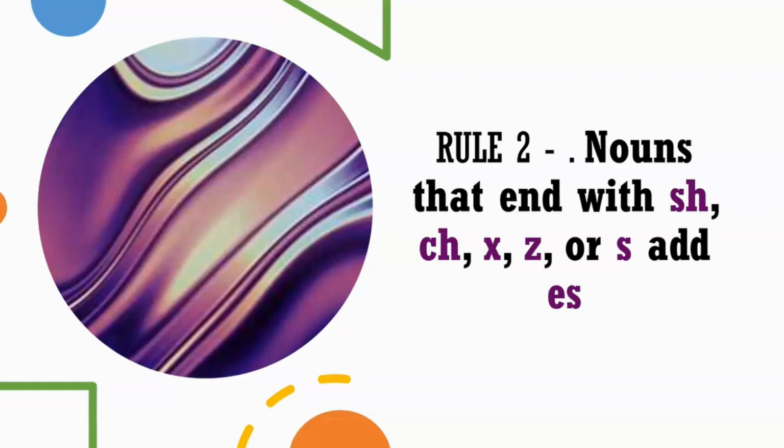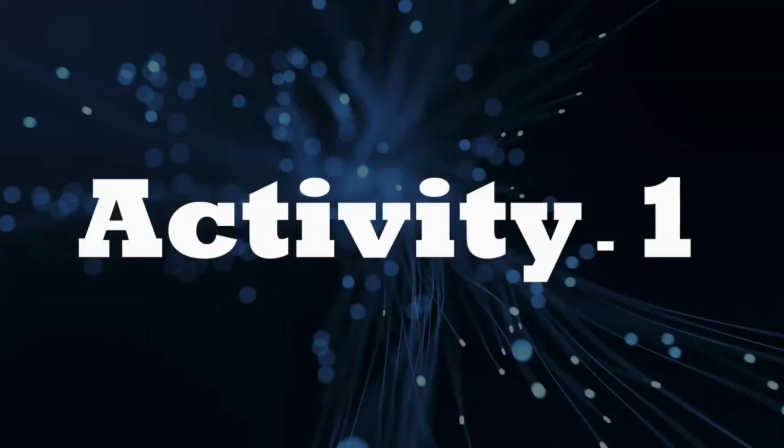I will explain this once again. Rule 2 says any noun that ends with SH or CH or X, Z or S, it adds ES after it to change it to a plural. Well, a few examples will make this rule very clear to all of you. Let's check the examples. You can write them down in your books.